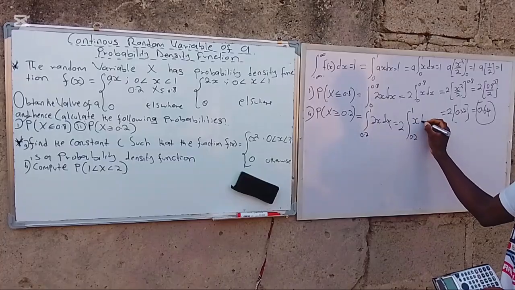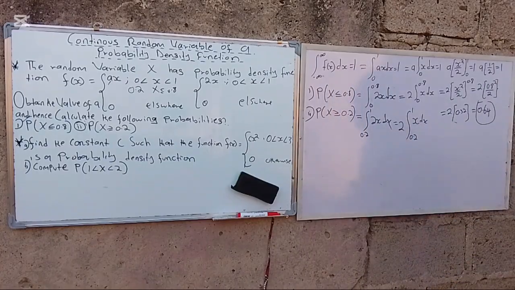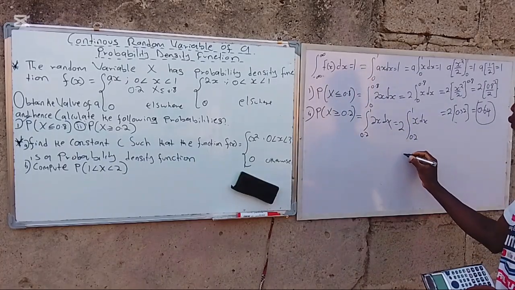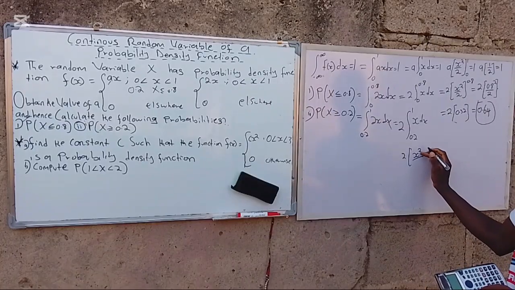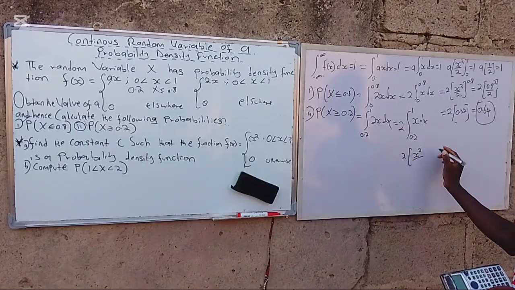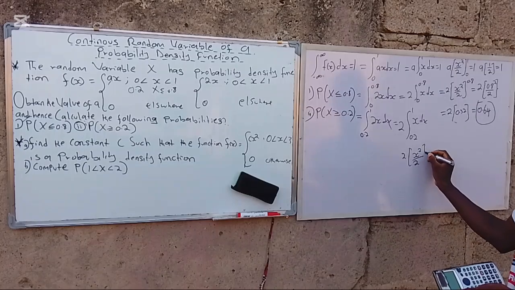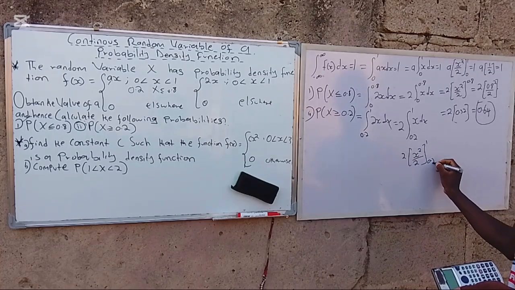I'll have x and my dx. So I have to integrate this x. So therefore, after integrating, you get 2x squared. Okay, you get x squared divided by the value of 2, from 1 to 0.2.